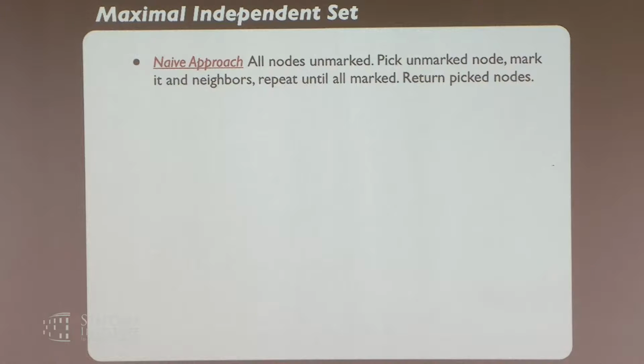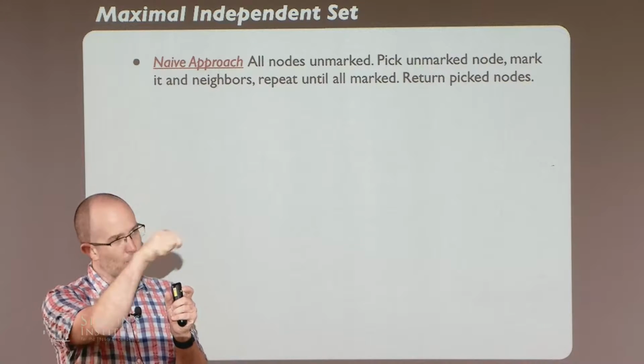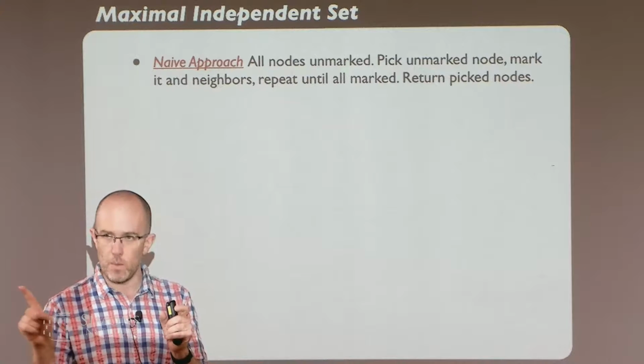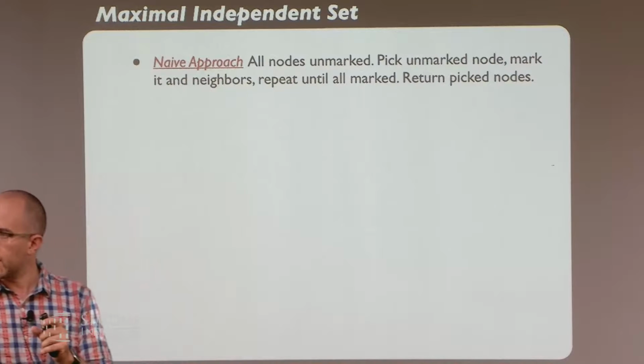So let's just think about inside-only streams for a second, although we'll generalize. You pick an arbitrary node, you go through the stream, and you find all its neighbors and mark them as deleted. Okay, so that's one pass. You've now added one thing to your independent set.